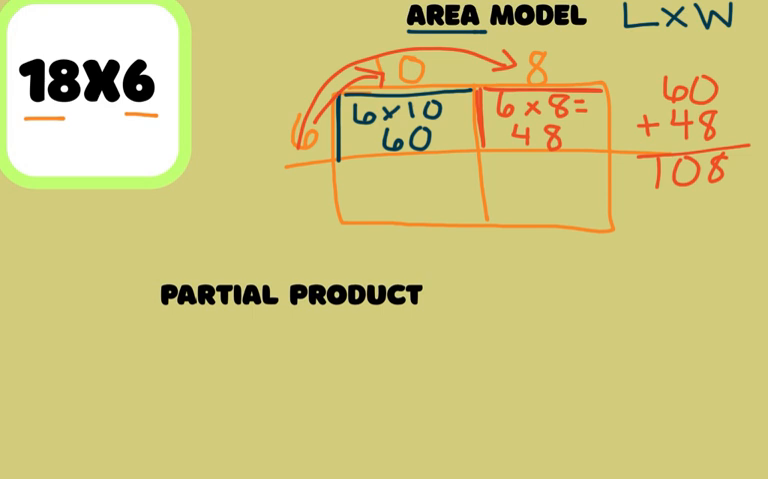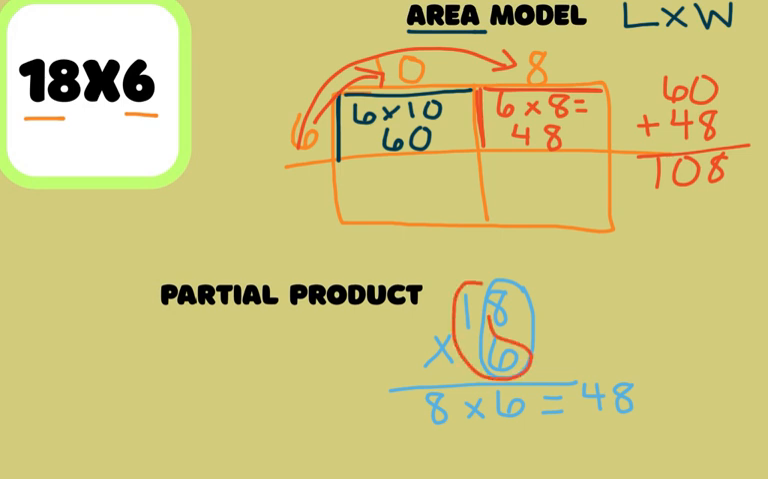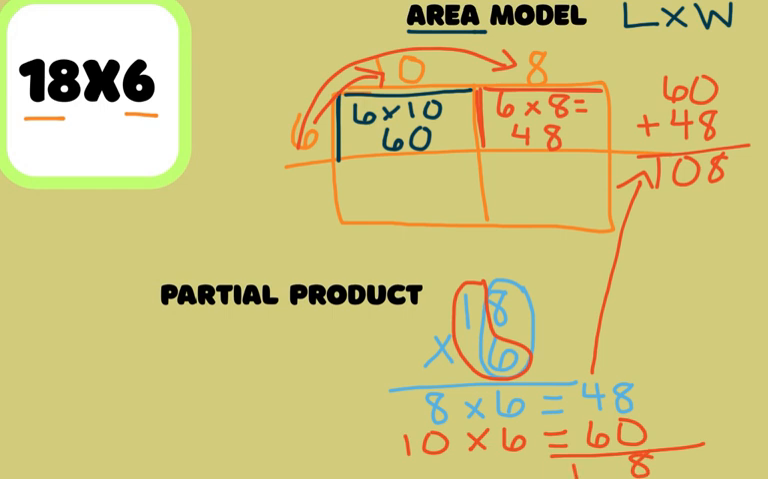Partial product lends itself to the exact same thing, and you will notice a very similar equation. So I'm just going to rewrite it vertically, meaning I'm going to stack my numbers. And I'm going to first look at the ones place. The ones place is telling me 8 times 6, which again gives me the product of 48. And then my second equation, still multiplying that 6, but I have to make sure I include the 10. So 10 times 6 equals 60. As you can see, very similar setup. And when I add those up, I am also given a product of 108.